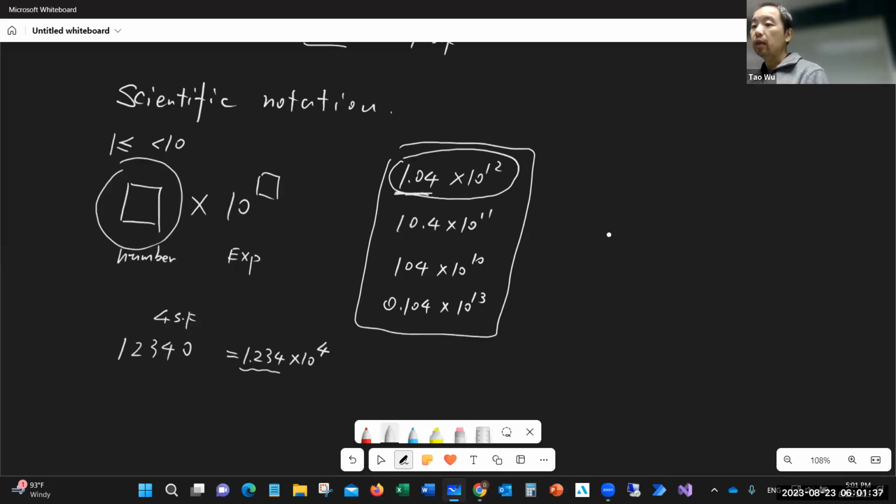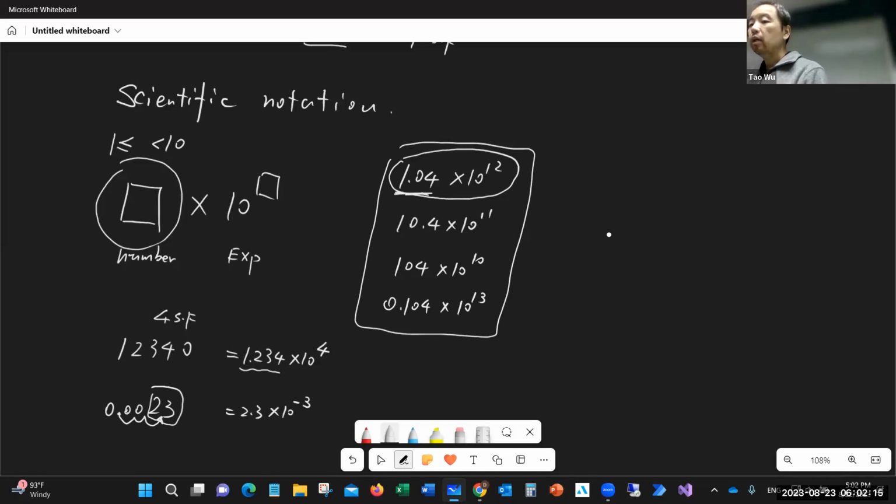If this number is smaller than 1, like 0.0023, again you write the decimal over here, then you move it to the right side. 1, 2, 3. Make sure this value is in between 1 and 10. So now you've got 2.3 times 10 to the negative 3. You're moving 3 times to the right, so the exponent is negative 3.